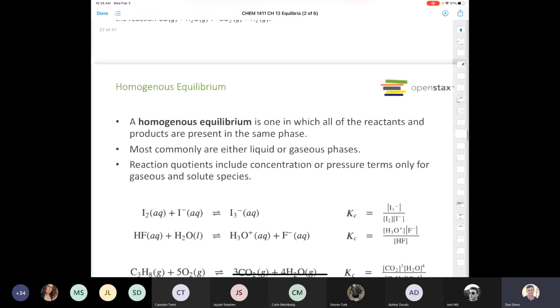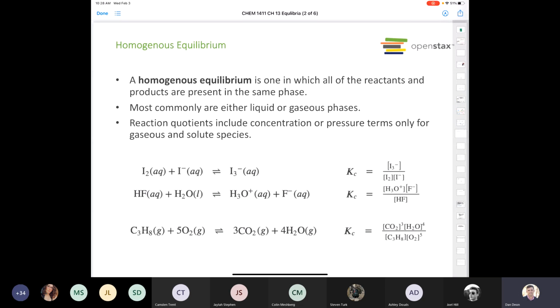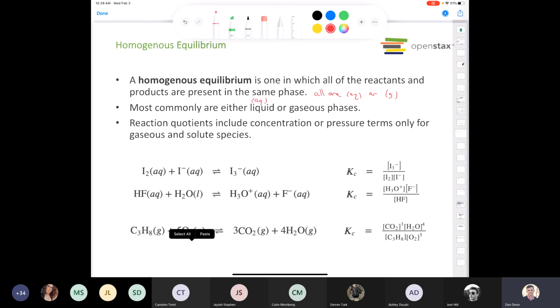Okay, let's talk about some more rules here. And this is getting back to what Autumn asked me about earlier. She said, what if you have solids and liquids, Mr. Dion? We're going to talk about that in a second. But so far, we've only talked about scenarios where we had all the reactants and products in the same phase. So either all are aqueous or all are in the gaseous phase. Again, that's the most common. It shouldn't say liquid phase, it should say aqueous phase there. Sorry, that's a typo.